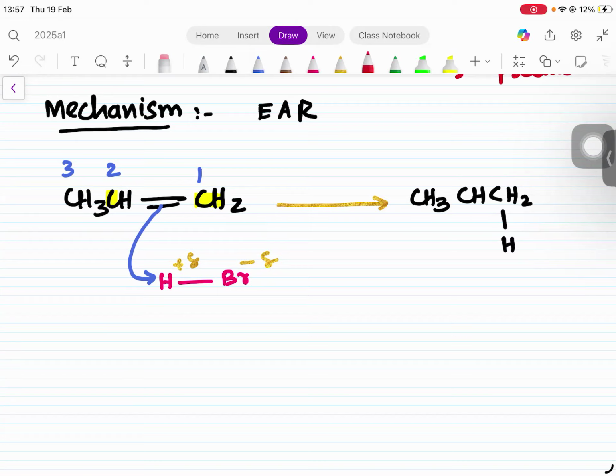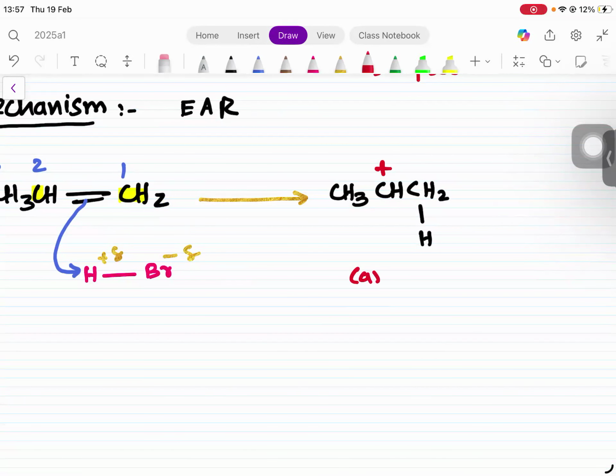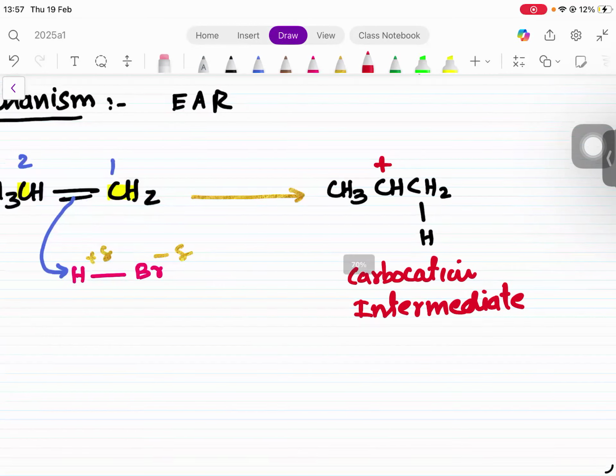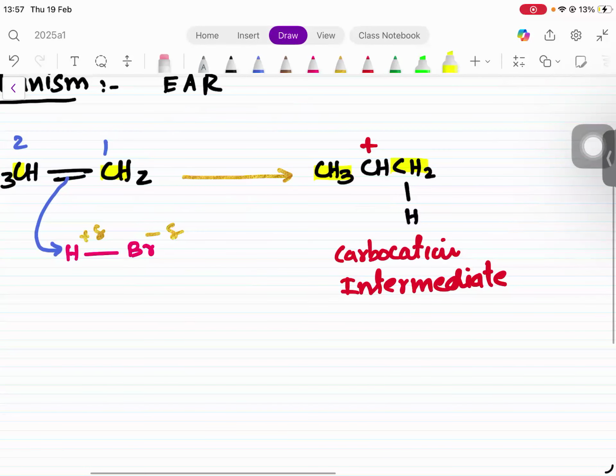So if one attaches, what charge will come on two? Positive. This is known as carbocation. Yes. But if you look at this, as soon as you look at the carbocation, I told you previously as well, carbocations are very unstable things. So what you have to see is, what type of carbocation is this? Is it primary or having two alkyl groups? Two alkyl. Yes, so it's a secondary carbocation.